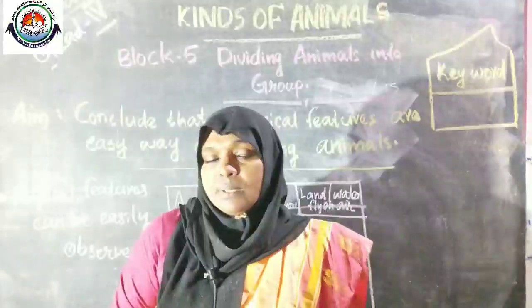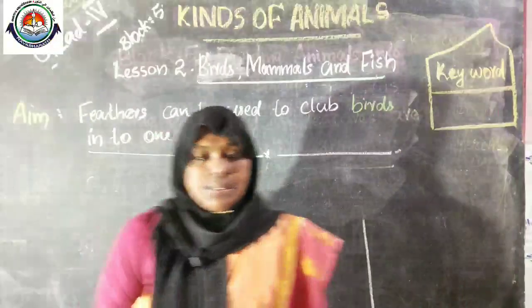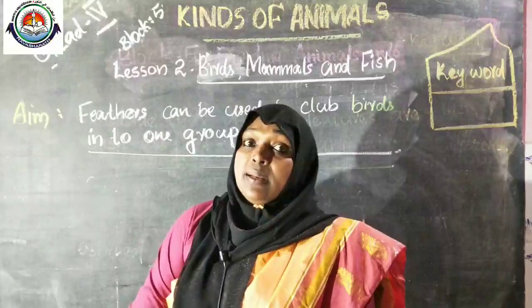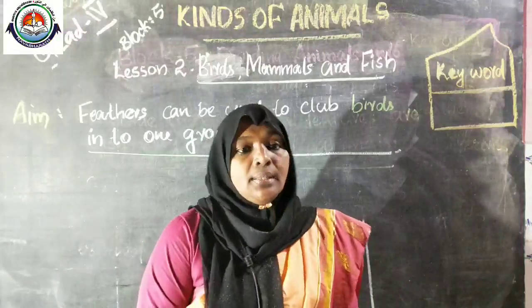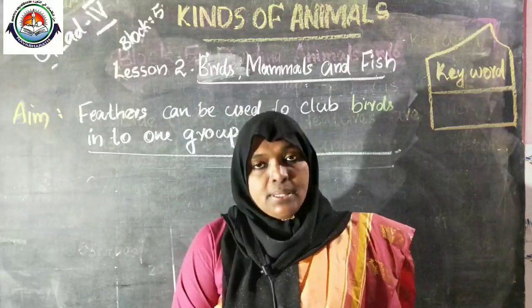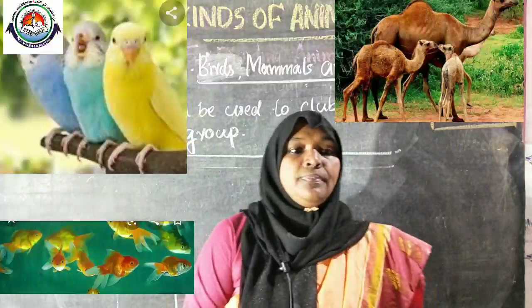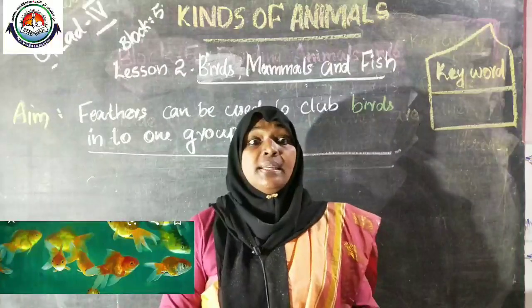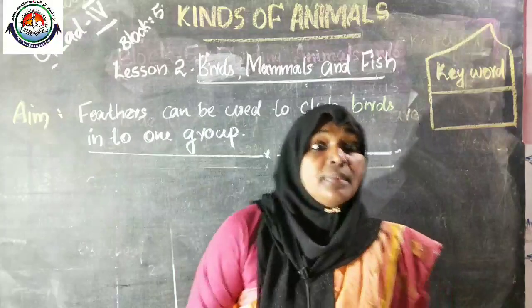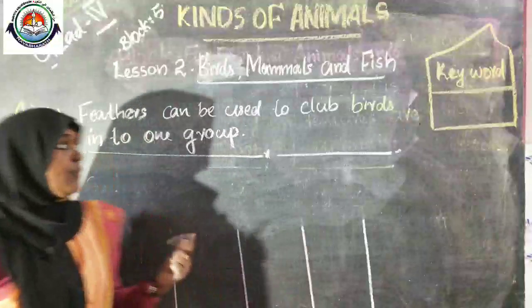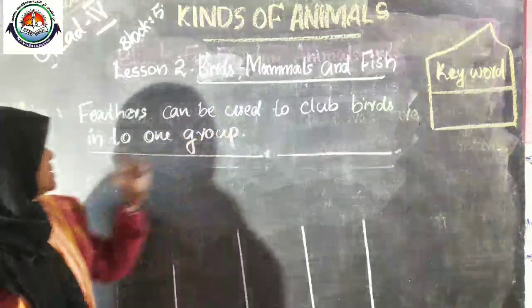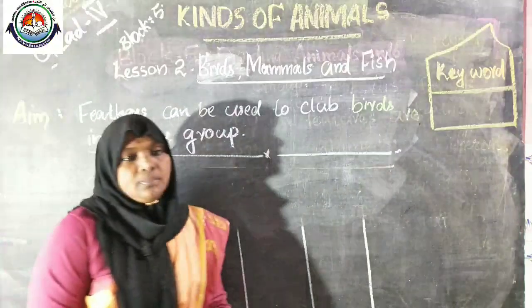Clear, dear? Okay. Children, now we have discussed our lesson 2, that is birds, mammals and fish. The aim of this lesson is to conclude that feathers can be used to club birds into one group. Feathers can be used to club birds into one group.